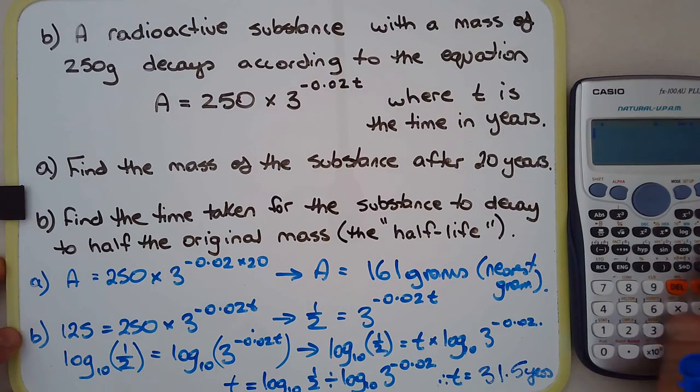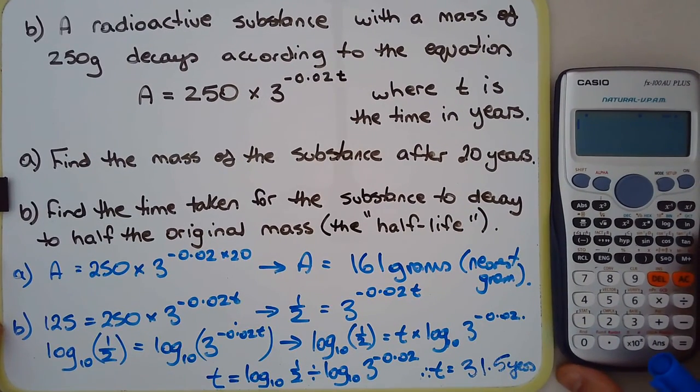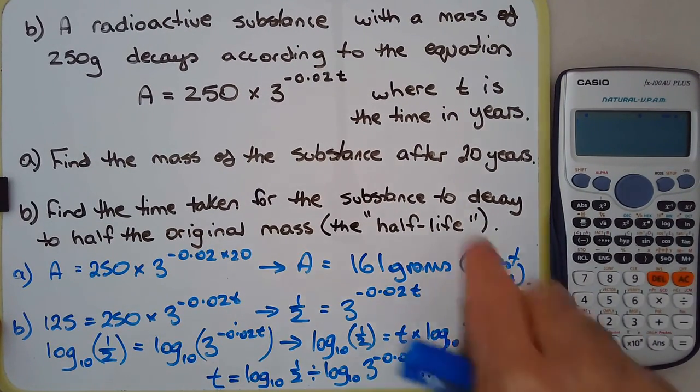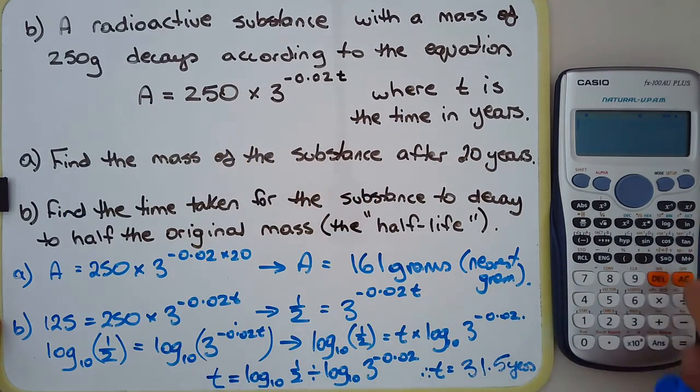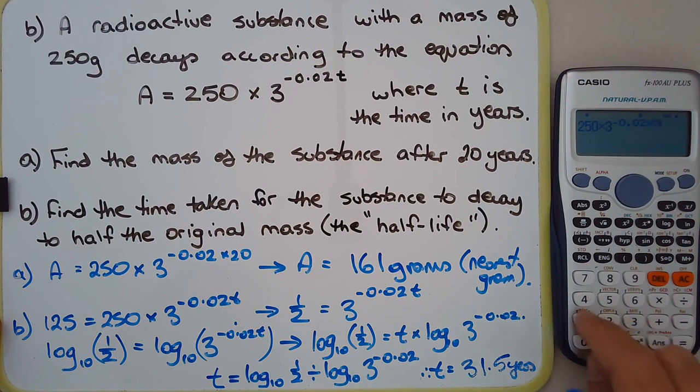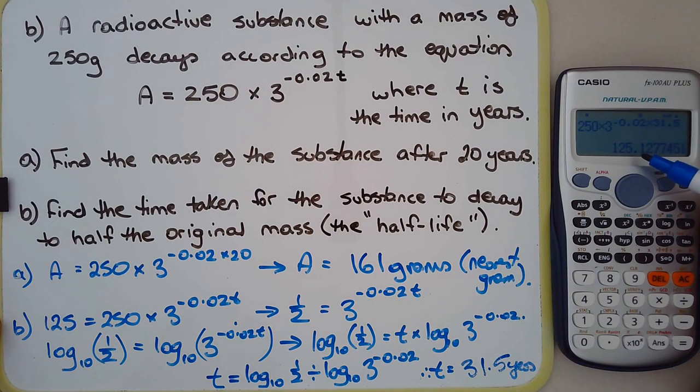Now, we can test that solution. How do we know that we got it somewhat correct? If you take 31.5 years and substitute it in for t, we should have a value of A that's close to 125. So let's try that. 250 times 3 to the power of negative 0.02 times 31.5, and we should get a value pretty close to 125, and we do.